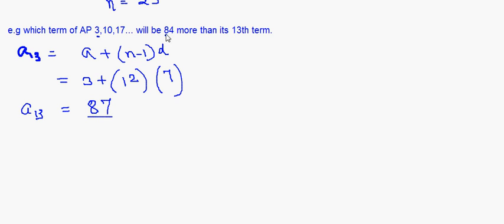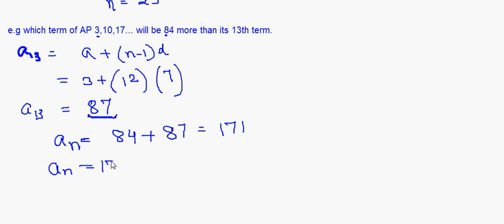Now the question wants us to find the term. Which term is 84 more than the 13th term, which is found to be 87? So they want us to find the nth term, or the n, for the term 171. So again we apply the formula to find n here. In the first step we found the 13th term. Now we need to find which term is 171. So we again use the same formula.